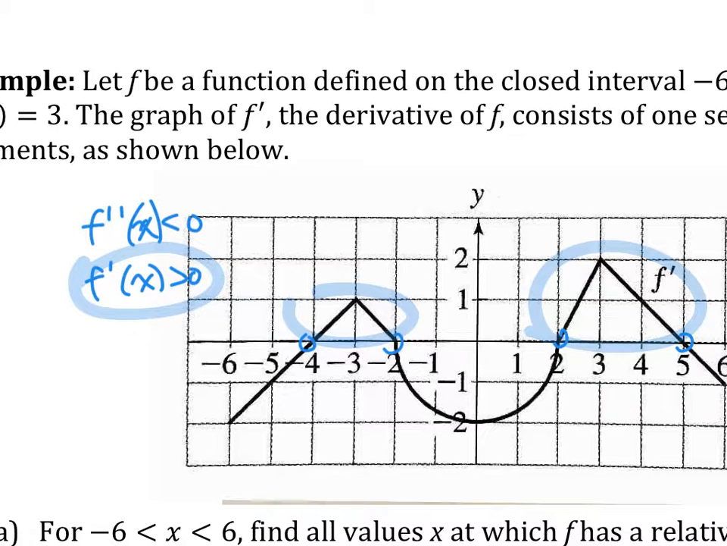Now, from these parts, we need to figure out where is second derivative less than 0. How do you know from this graph second derivative is less than 0? The slope is negative, right? So that is this part and this part. So the interval that is increasing and concaving down is from -3 to -2 and 3 to 5. Good? Okay. Next question. Find the absolute maximum value of f of x over the closed interval -6 to 6.